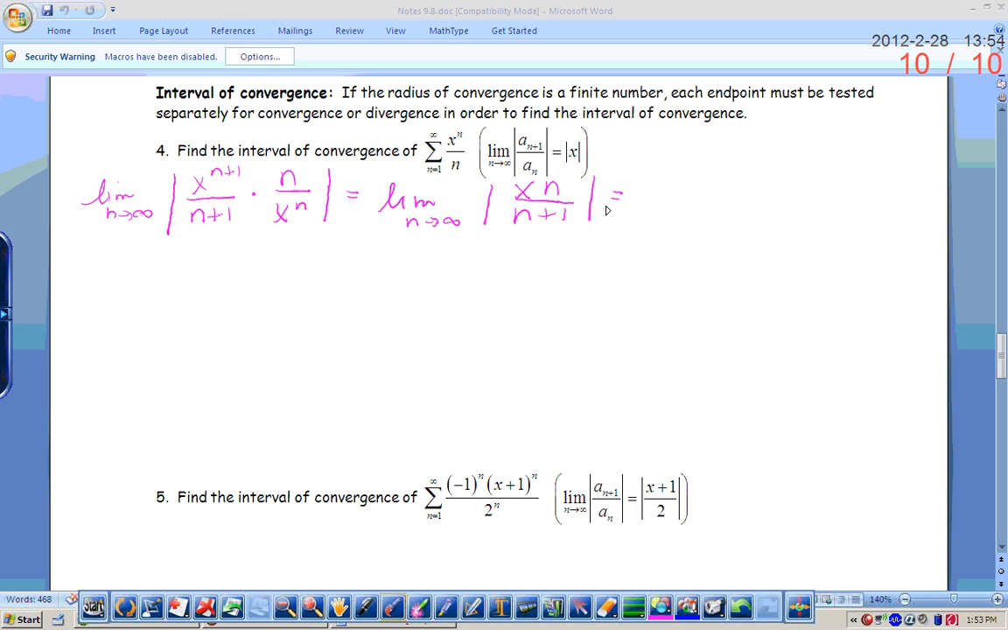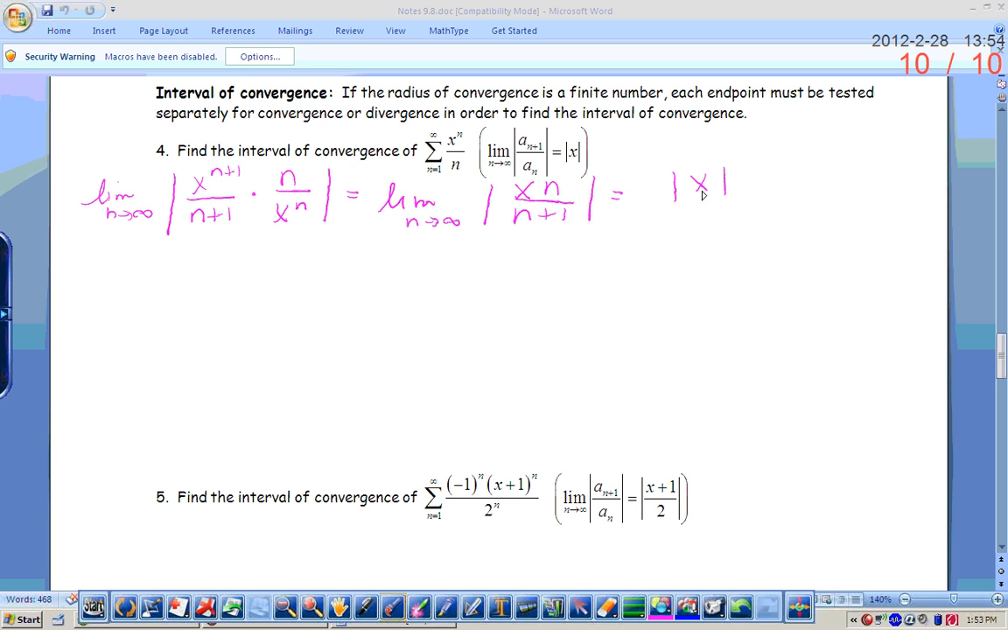So the limit as n approaches infinity, I need to concentrate on the degree of n on top and bottom. Right, the degrees of n are the same, so therefore the limit is the ratio of leading coefficients. Well, what's the ratio of leading coefficients? x, right, because in this problem x is just considered a coefficient because we're taking the limit as n approaches infinity. So that limit is the absolute value of x.